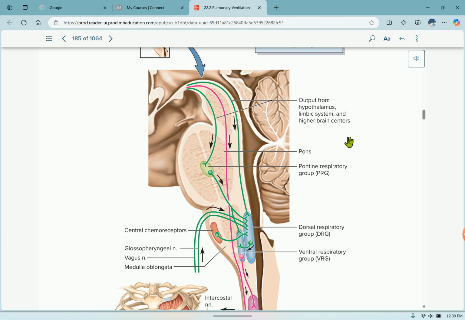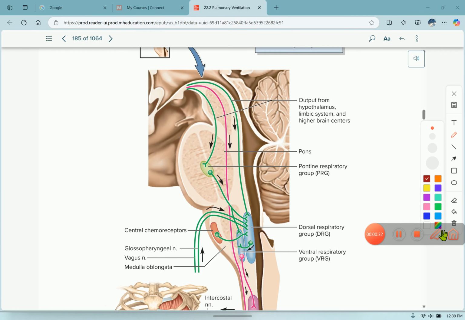All right, the more detailed nervous system part of breathing. So here's the pons, here's the medulla, and this whole thing is the brainstem. The pons ends up influencing the rate of breathing. Okay, so the pons, we have the rate of breathing, whereas the medulla sets the rhythm.